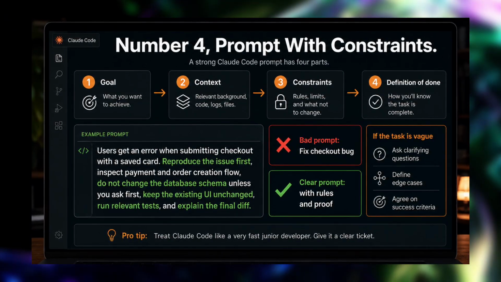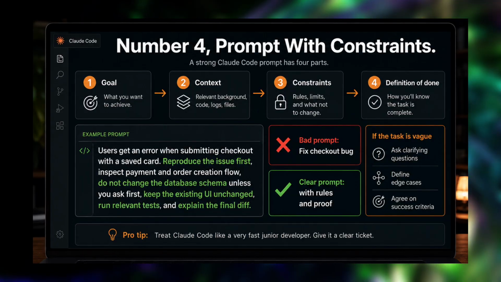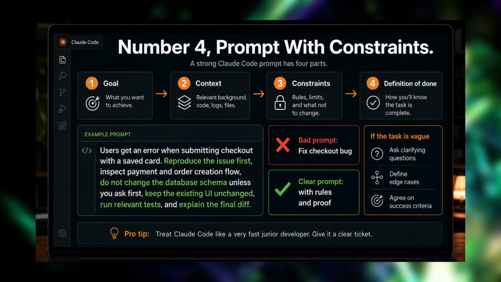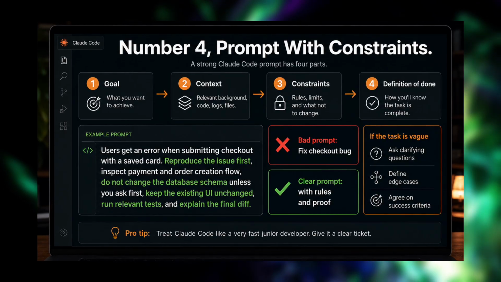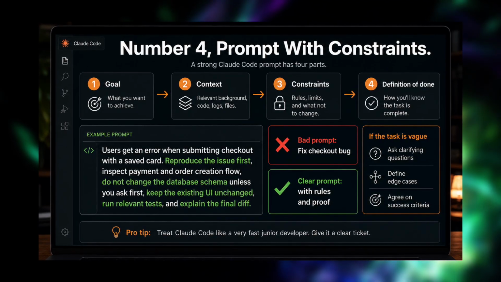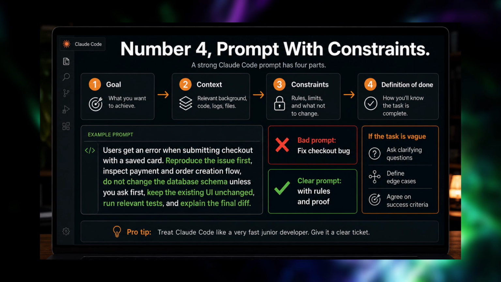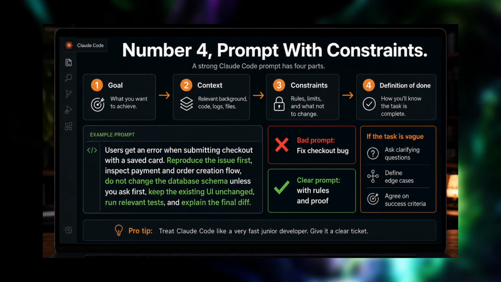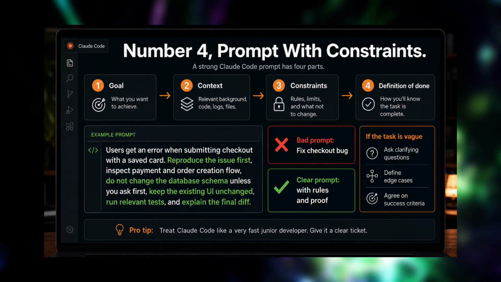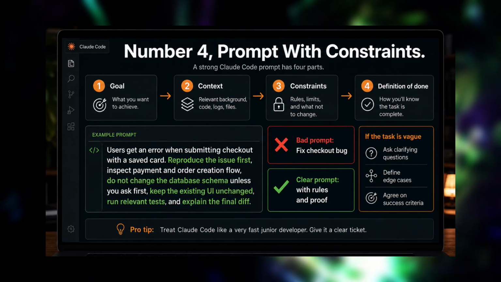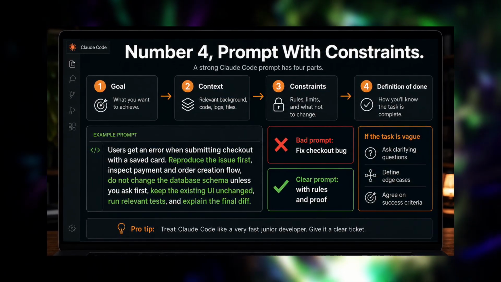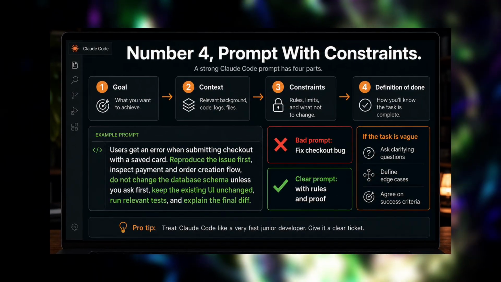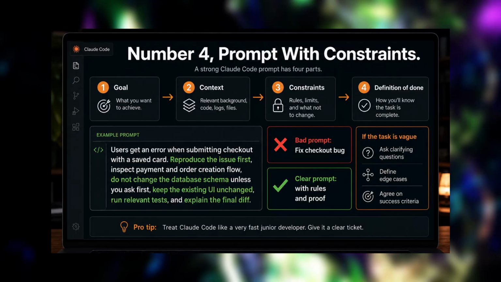When the task is vague in your own mind, use Claude to clarify it before coding. Ask it to interview you with questions. This is especially useful for new features. If you cannot describe the behavior, edge cases, and acceptance criteria, the assistant cannot guess them correctly. Bad prompts create bad code. Clear prompts create a controlled workflow. Treat Claude Code like a junior developer with amazing speed. It can do a lot, but it needs a ticket that actually explains the work.